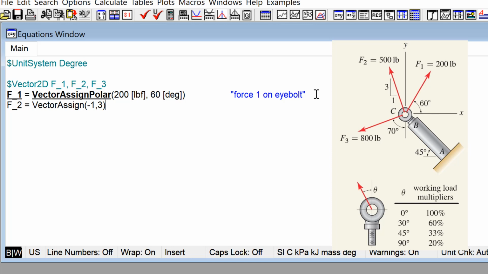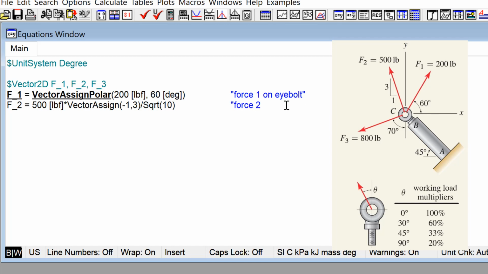The square root of 1 squared plus 3 squared is the square root of 10. So let's divide that by the square root of 10. That's my unit vector. And then to give it a magnitude, I'll multiply it by the magnitude, which is 500 pounds force. So this is going to be force 2.